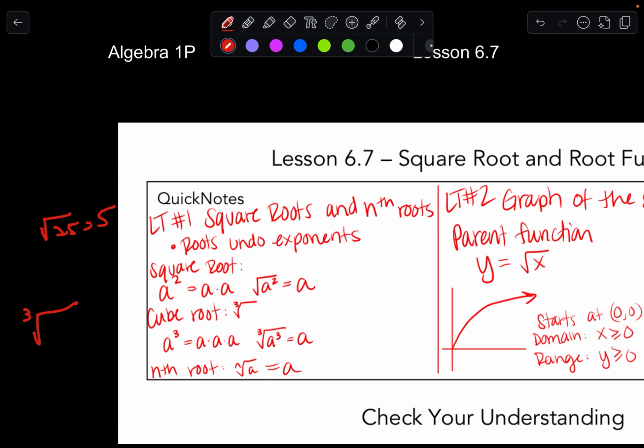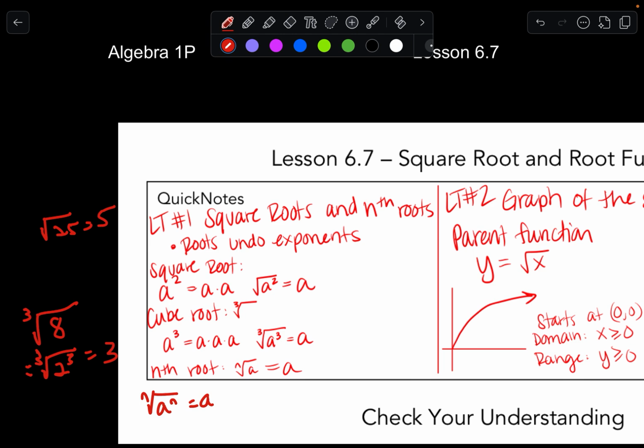If it's not a square root, we put the root number, what kind of root, up here in the upper left corner. This is a cube root. So the cube root of 8 is equal to the cube root of 2 to the third, because that's what 8 is, and that equals 2. It undoes cubing. So the nth root of a to the nth equals a.